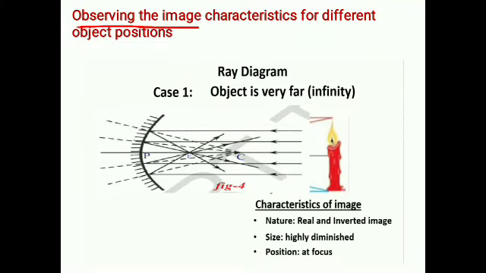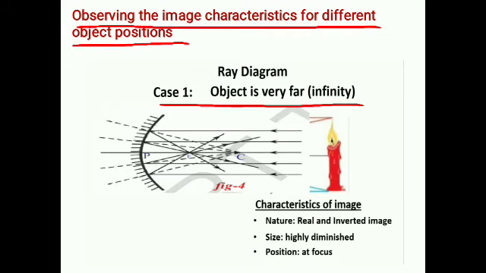Observing the image characteristics for different object positions. Case 1. Object is very far at infinity.